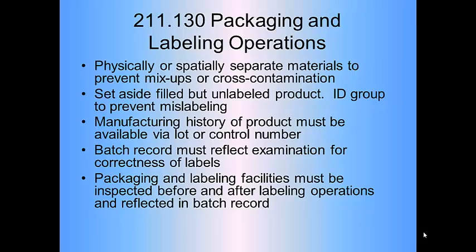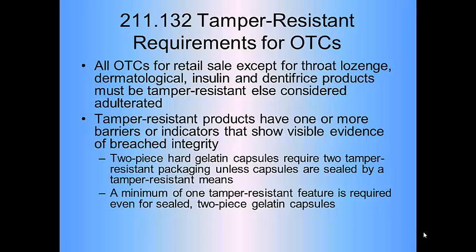Manufacturing history of the product must be available via a lot number or a control number. Batch records must reflect examination for correctness of labels. And packaging and labeling facilities must be inspected before and after those labeling operations and reflected in the batch record. You want to do line clearances.